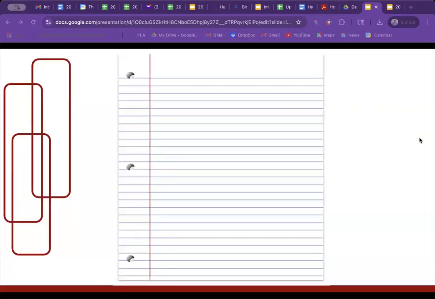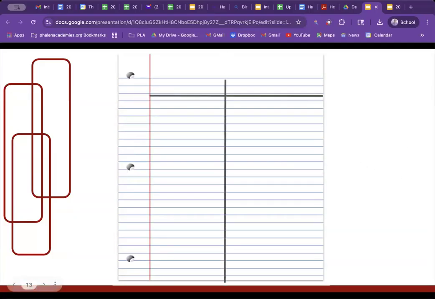Now we're going to create our classroom observation note-taking guide. First, make sure you have a piece of paper, a lined notebook piece of paper, and you need to make a T-chart just as you see on the screen. Second, you're going to write the word teacher on the left side of the T-chart and the question, what is the teacher doing? And you can see that here on the slide.